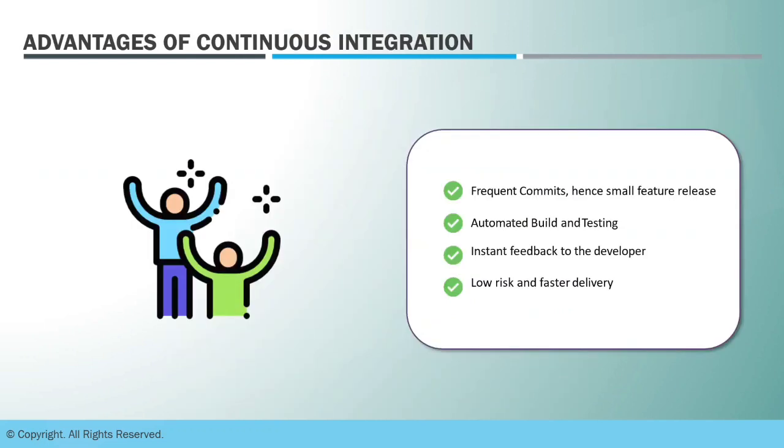So these are some advantages. There are many, but we have listed some of the continuous integration advantages here. The first is frequent commits, hence small feature release cycles. Because all processes are automated, there is no human deployment, so developers, even if they are making small changes or bug fixes, can test their small frequent commits by using continuous integration, and they can get the feedback whether their test was run successfully, the feature worked fine or not.